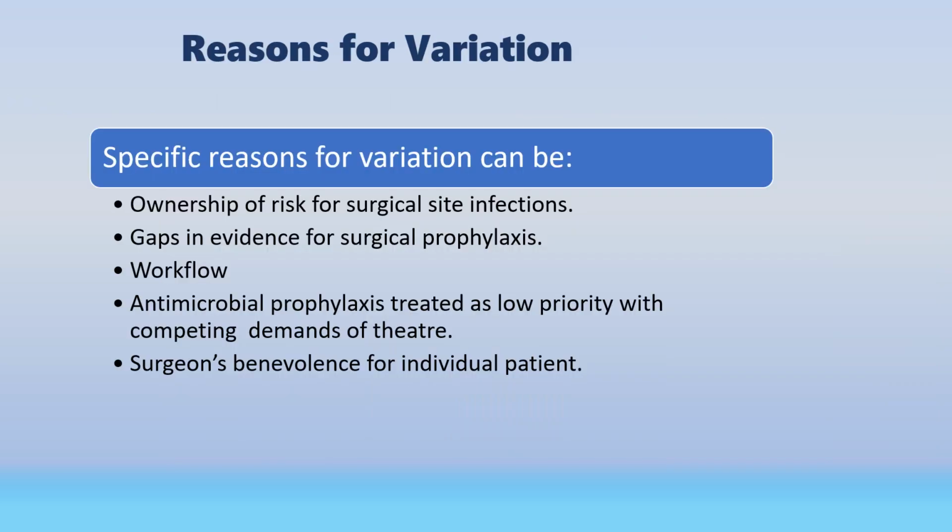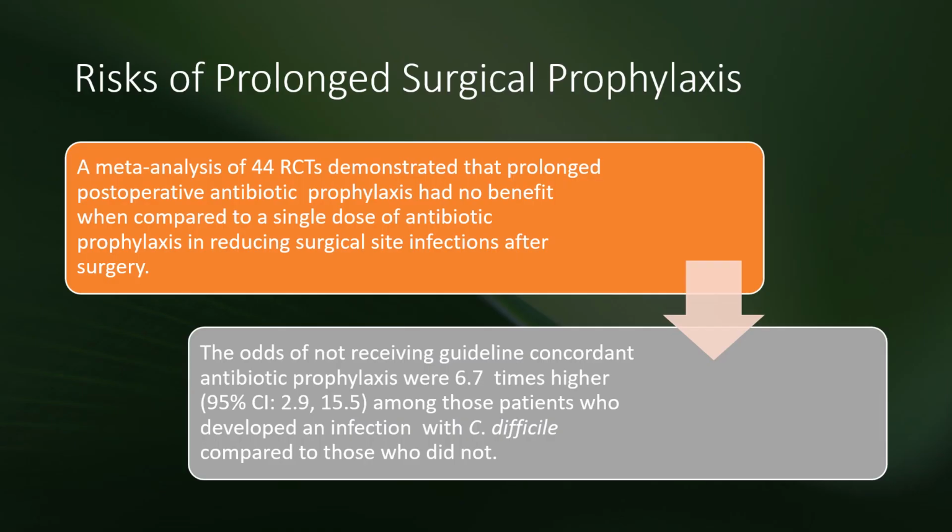The reasons for the variations are the ownership of risk for surgical site infections, gaps in the evidence for prophylaxis, workflow, and the antimicrobial prophylaxis being considered as a low priority in surgical benevolence for individuals. The risk of prophylaxis is that a meta-analysis of 44 randomized control studies demonstrated that a prolonged course of antibiotic prophylaxis had no benefit. The odds of not receiving guideline concordant prophylaxis were 6 times higher among those patients who developed Clostridium difficile infection compared to those who did not.